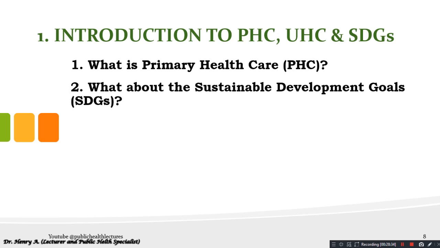For example, when you see the SDG 1, which is no poverty, we see that illness can drive families into poverty through medical bills. Poverty also blocks access to care. So you see SDG 1, no poverty, and its relationship to health. Number 2, SDG 2, which is zero hunger.